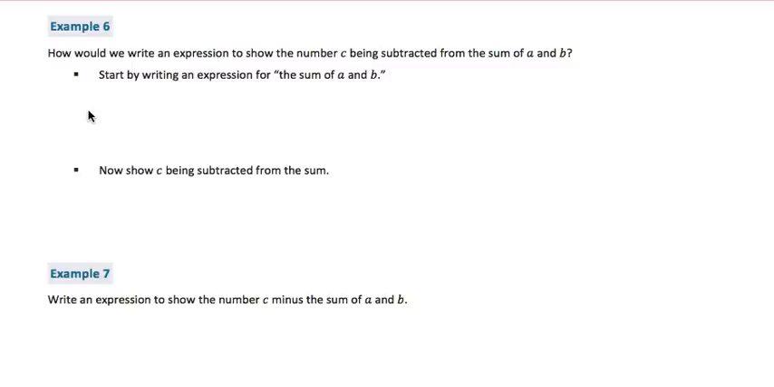Looking at example 6, how would we write an expression to show the number c being subtracted from the sum of a and b? So first we need to write the expression for the sum of a and b, and sum means to add. So a plus b is the sum. Then we need to show c being subtracted from that. So we have a plus b minus c.